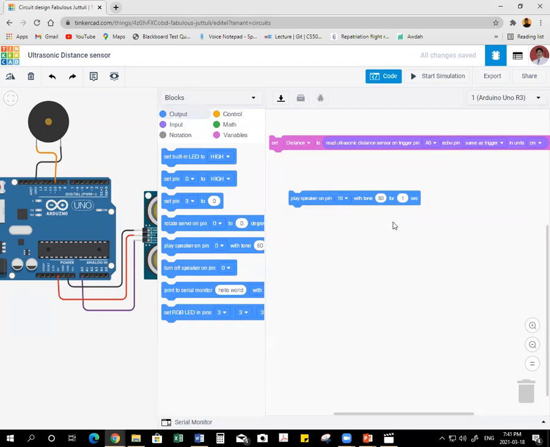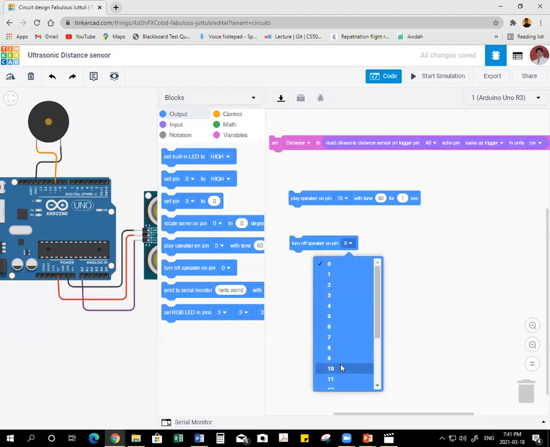Tone, okay, we'll decide. Now we have to play the speaker and we have to stop the speaker. So we have turn off speaker also. Turn off speaker on pin number 10, same, because once it is activated, we have to stop that also.